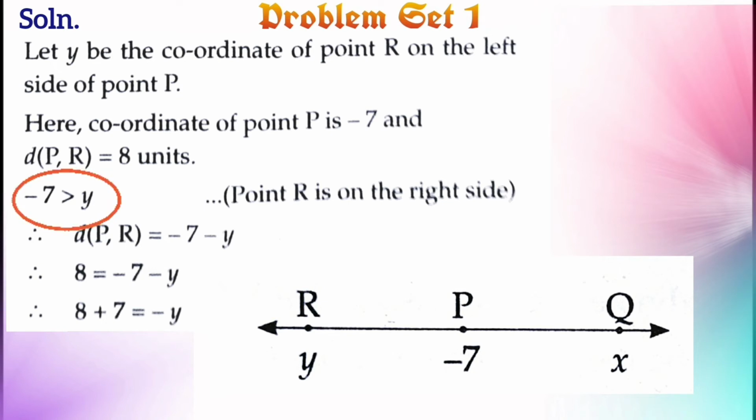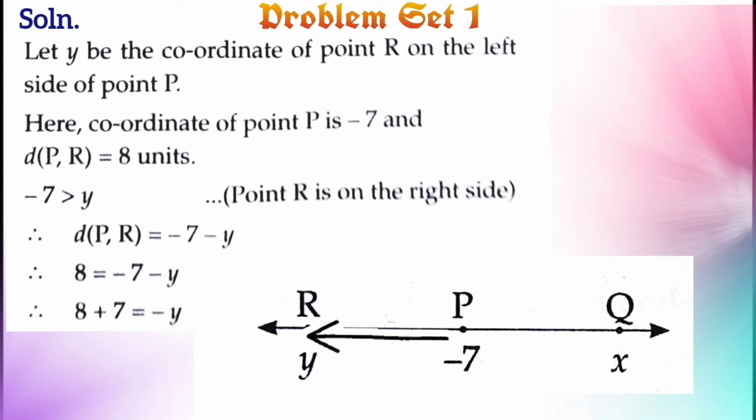Why? Because Y is present on the left side. Okay, the point Y is present on the left side, and the more to the left a number is, the more its value decreases. So that's why Y will be smaller than -7, and -7 is greater than Y, because -7 will be to the right side if we compare it with Y.